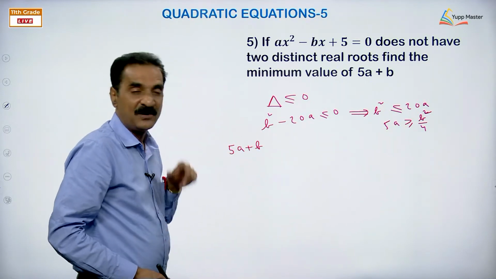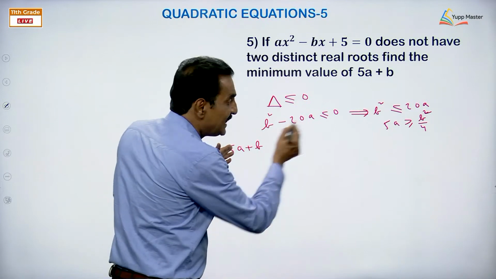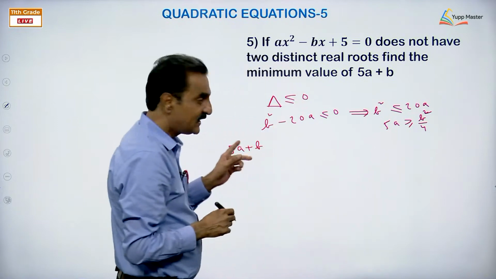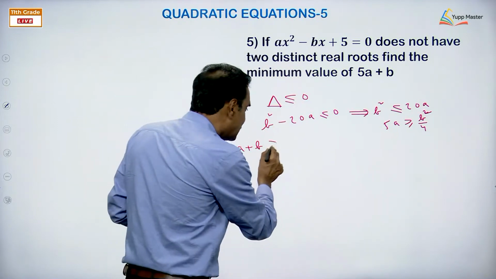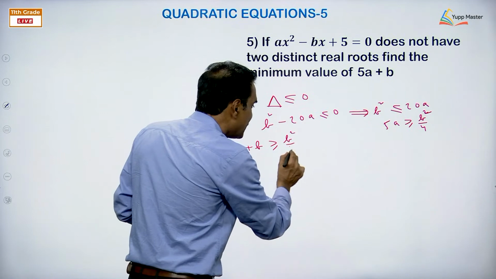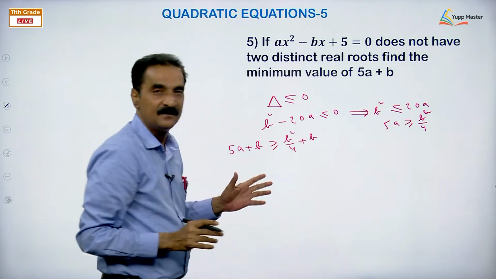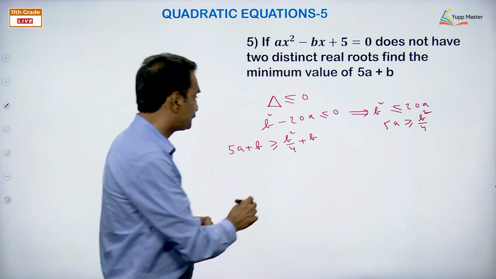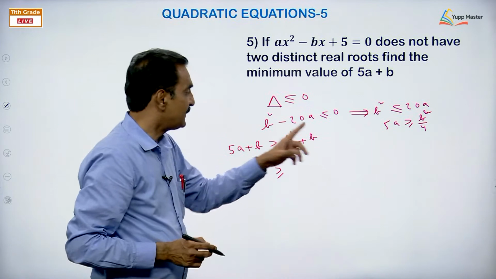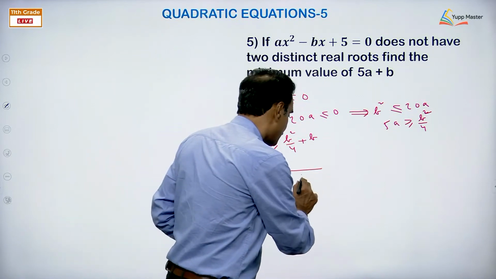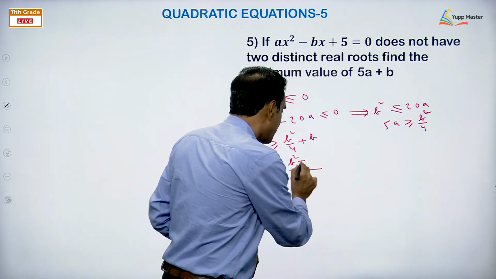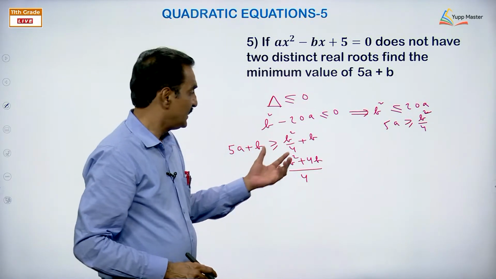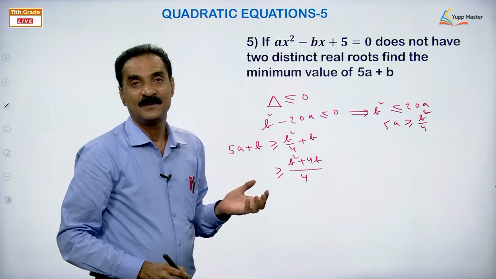Now this is 5a plus b. 5a is greater than or equal to b square by 4. So adding b on both sides, you will get 5a plus b is greater than or equal to b square by 4 plus b. Is it not? Now take 4 LCM: b square plus 4b by 4. Denominator is constant. Numerator is quadratic in b.